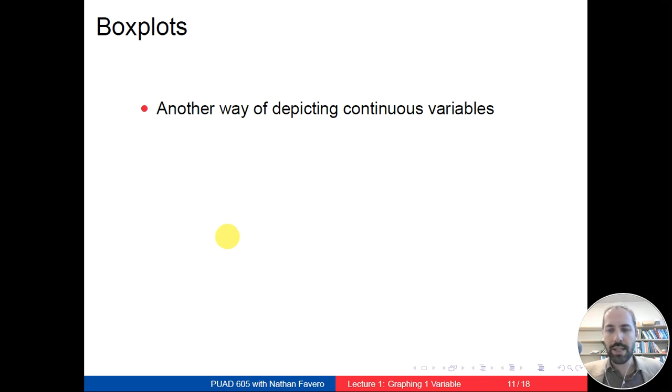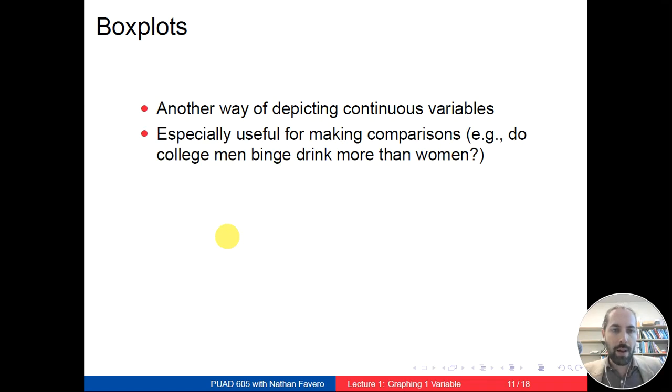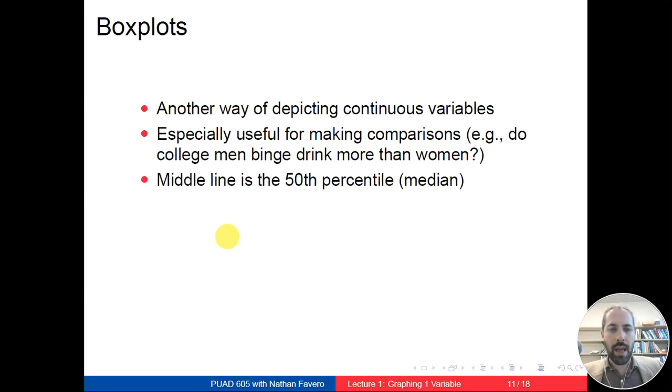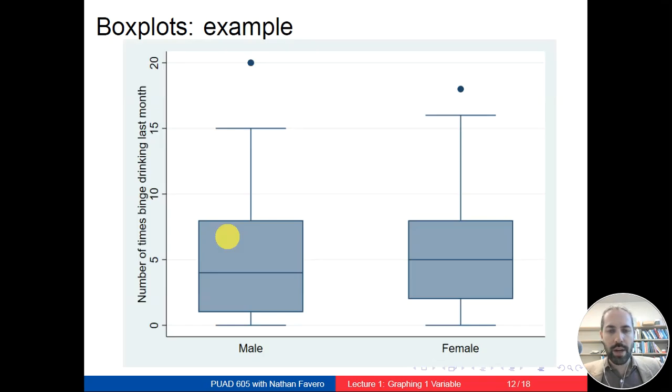Although I'll say this isn't on the slide, but it also tends to be pretty useful for discrete variables, whole numbers. It's going to be especially useful if we want to make comparisons because we can put two box plots right next to each other in a way that's not quite as easy to do with histograms a lot of times. What is a box plot? Well, let me show you one, and then we'll come back and talk about the details again.